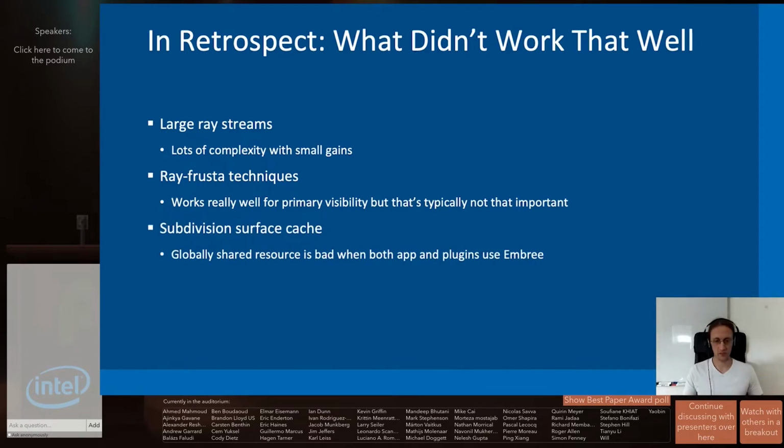Subdivision surface cache. This was actually my own idea, and the idea behind this is to efficiently cache tessellation of subdivision during rendering. Theoretically, this was a good idea, but it kind of broke down when you had the application and even various plugins use this functionality at the same time. So this was kind of a deal breaker.